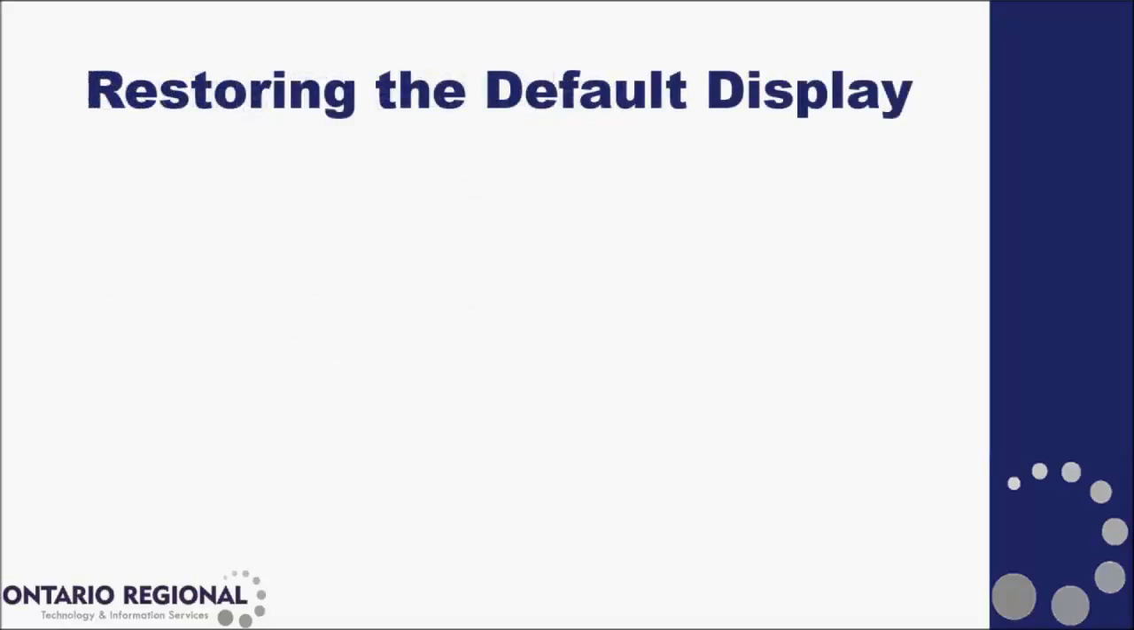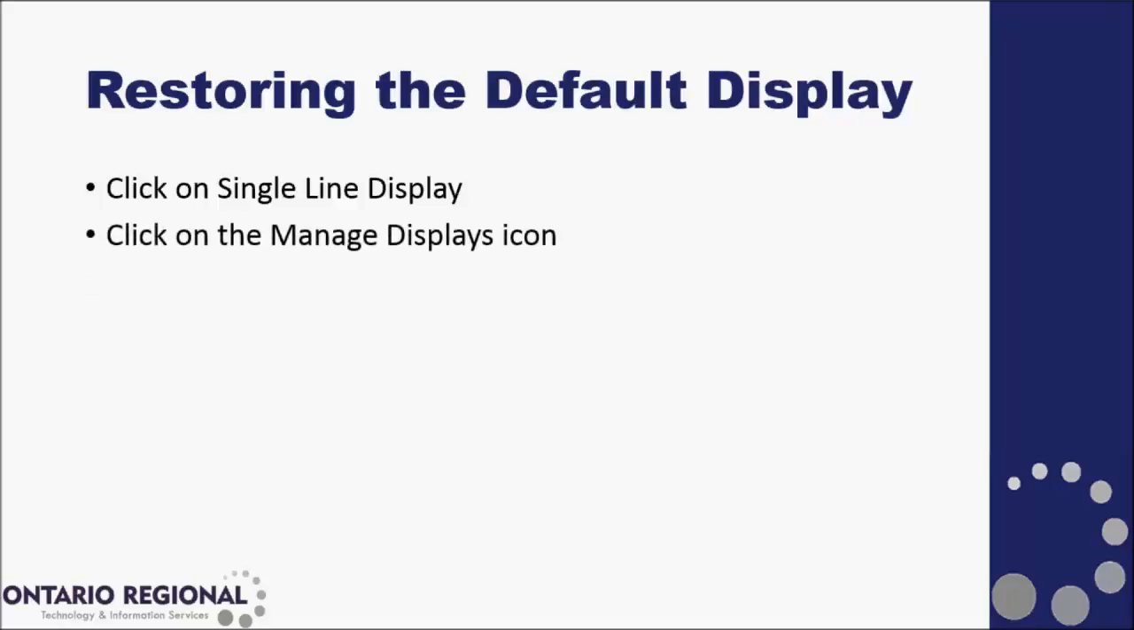Finally, we learned how to restore our single line display back to the default. First, we click on the single line display link located in the middle top of the results. Click on the Manage Displays icon, and then we click Revert Unsaved Changes to return the single line display to its default settings.